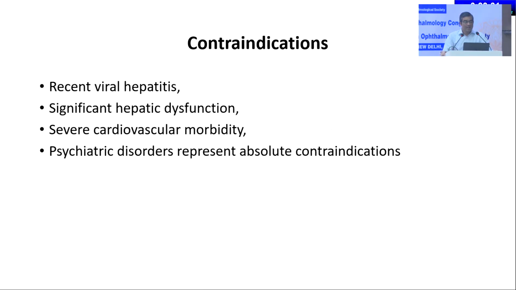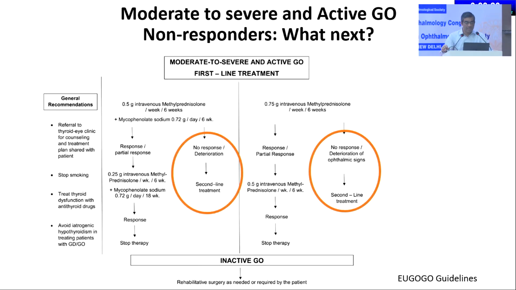These are the contraindications: recent viral hepatitis, significant hepatic dysfunction, severe cardiovascular morbidity, and psychiatric disorders like severe depression and psychosis are absolute contraindications for IV high dose steroids.